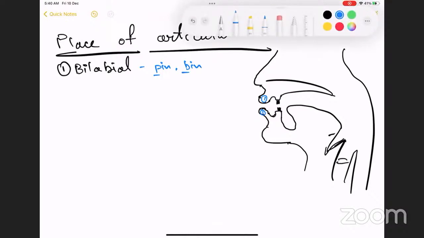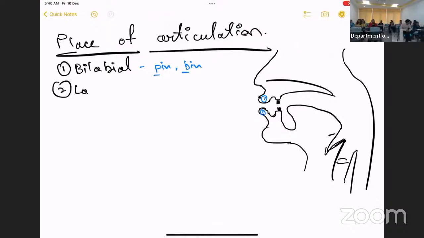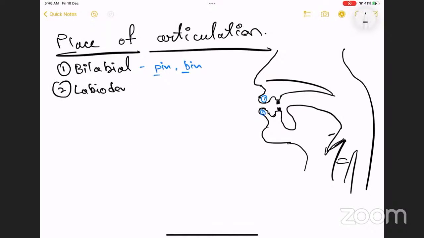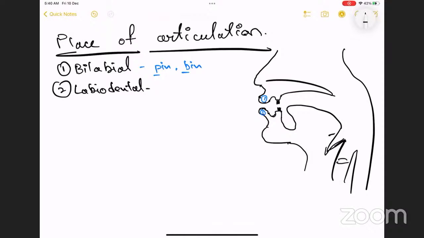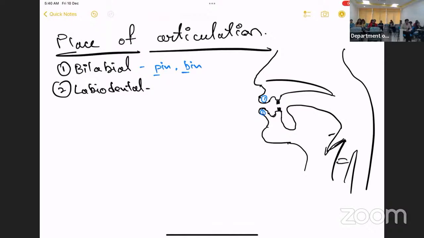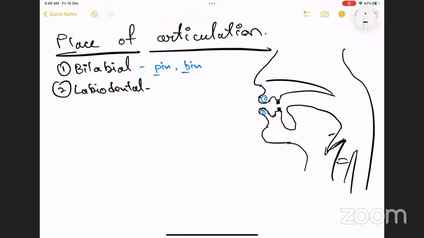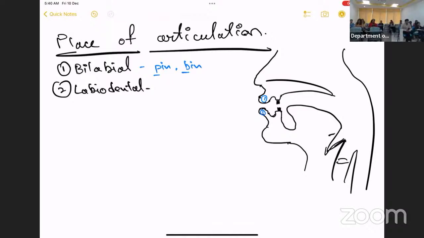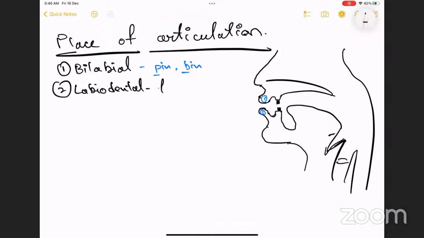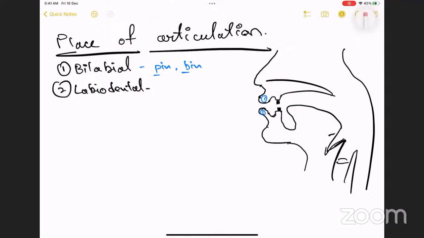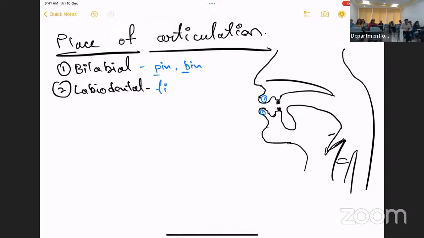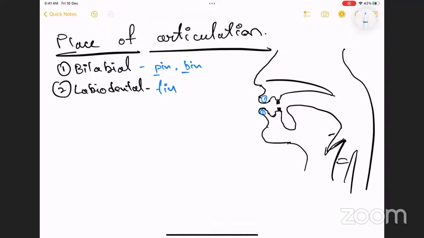Now the second one, a little behind, is labiodental. Labio again means lips, dental refers to teeth. Is there anything where you bring your teeth and the lips together? Very good. Fin. When you say fin, faith, farmer, the fa sound. What happens is, what is coming together? What is coming together?